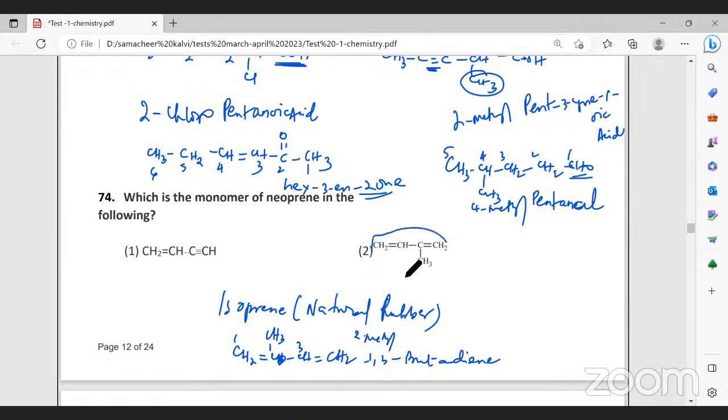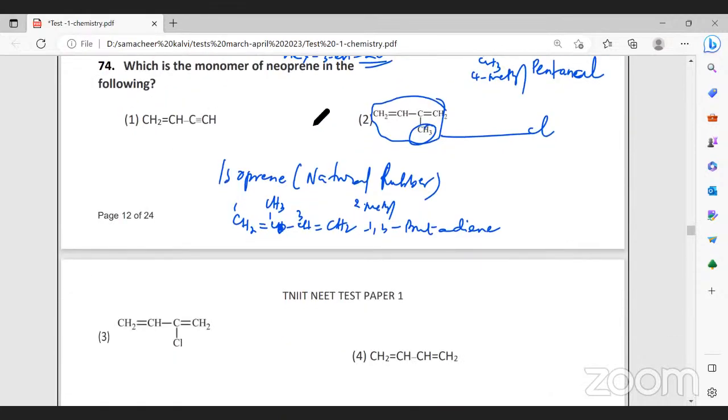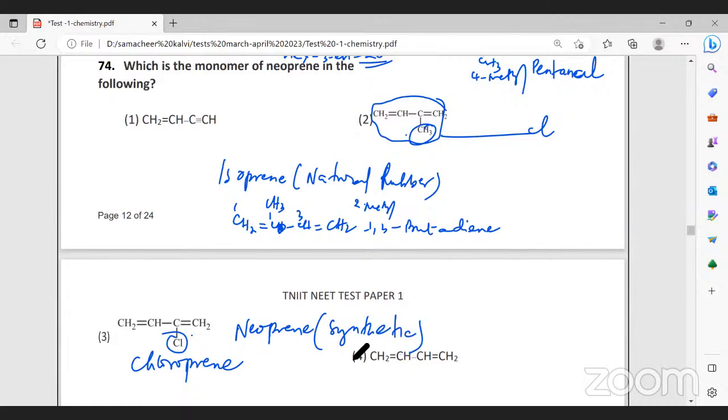This is isoprene. You can see the structure represented here. In order to understand chloroprene, this CH3 will be replaced by Cl. So the monomeric unit in neoprene is chloroprene. These two structures are the same; in the place of CH3, we have Cl. Neoprene is a synthetic rubber, man-made rubber, or rubber prepared in the laboratory. So the monomeric unit in neoprene is chloroprene.